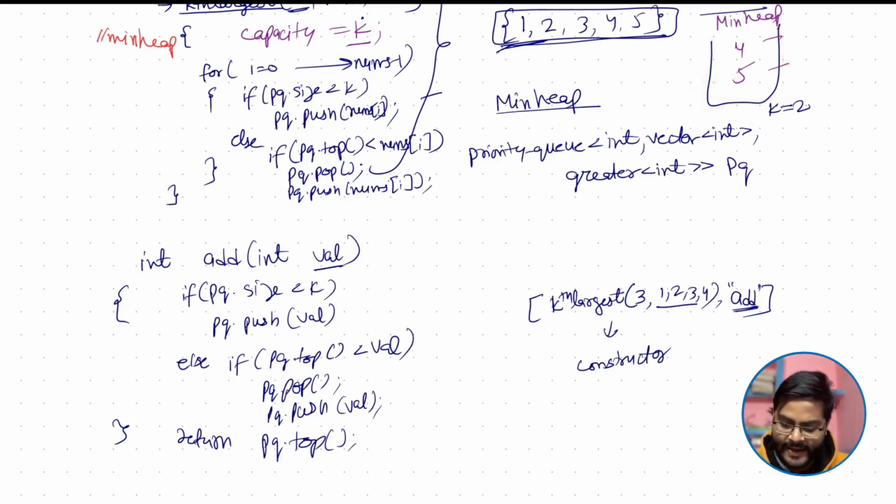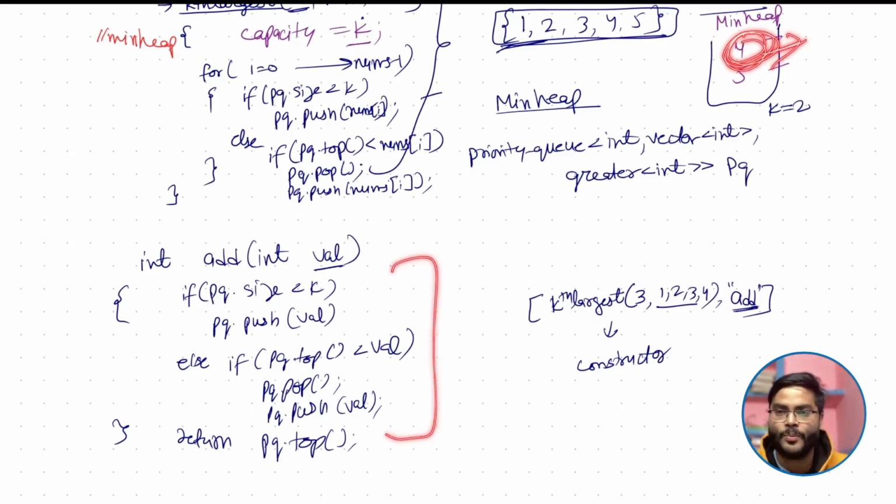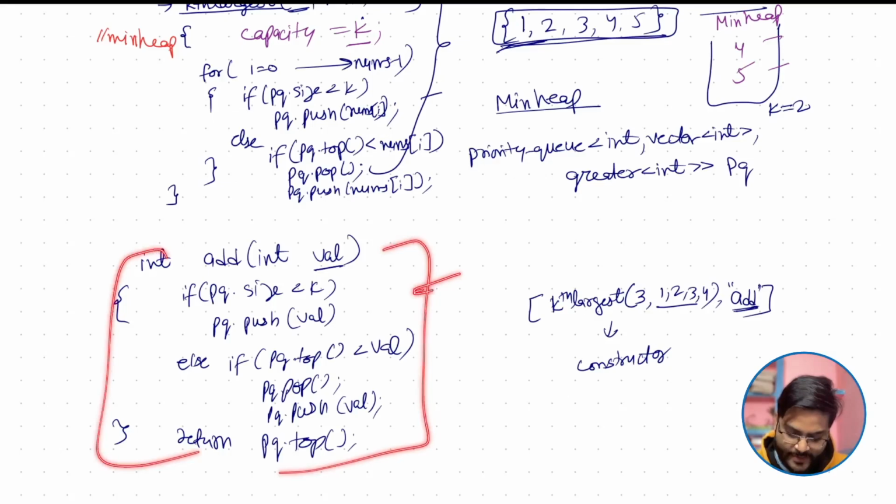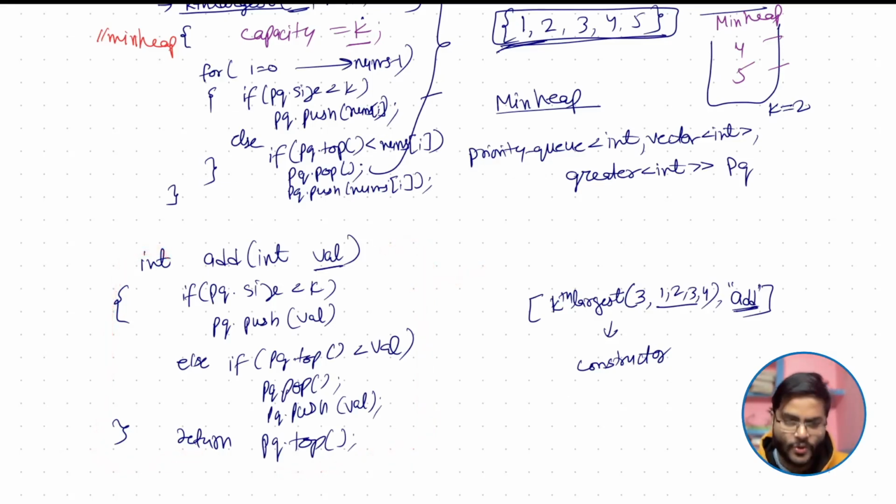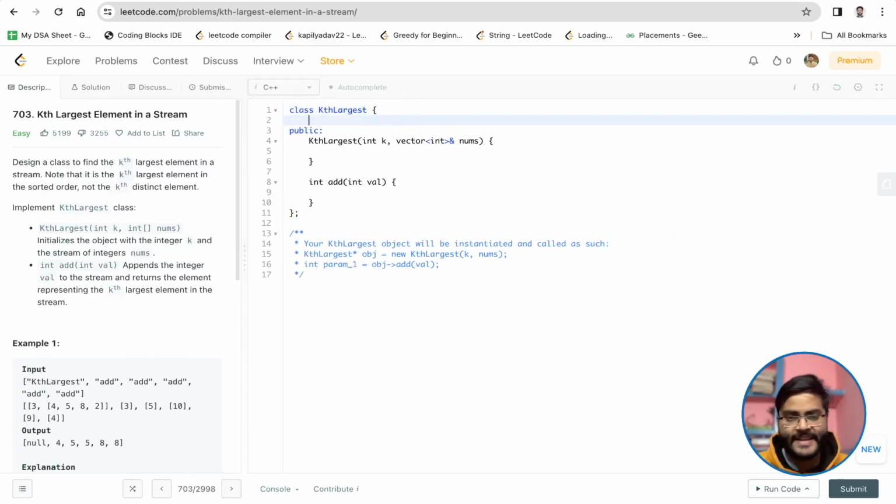Okay, so every time it will hold the kth largest value at the top. So it is same as kth largest element in an array. Just this logic will be added. So let's code this problem. I'll first take the priority queue and k outside those functions, so that I can use them in the add function.